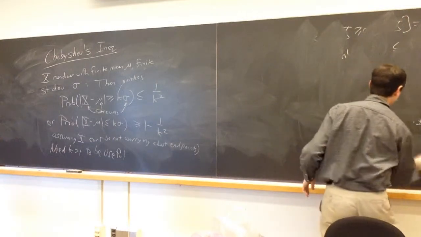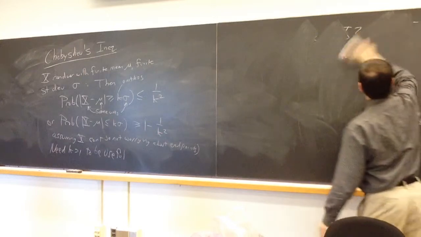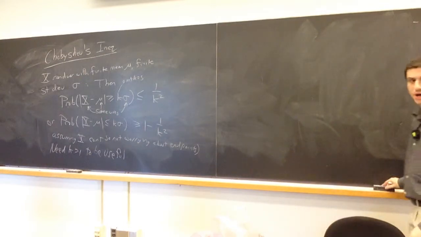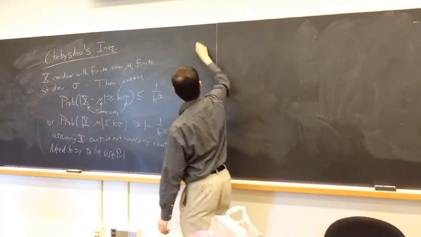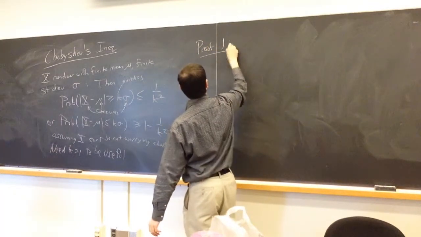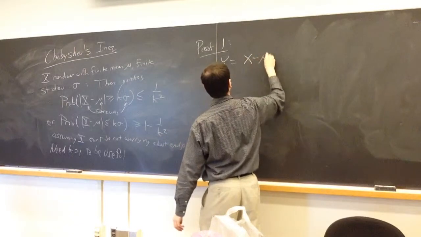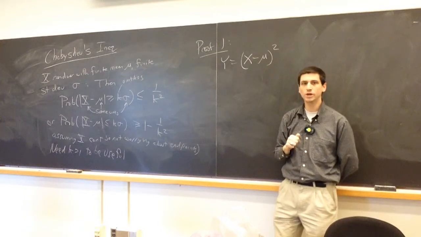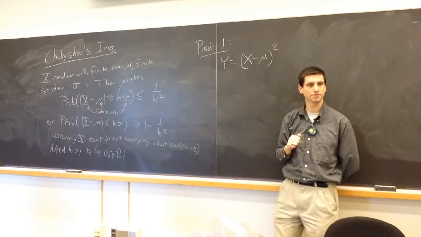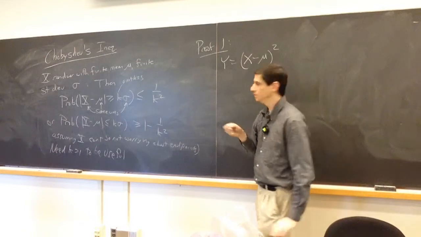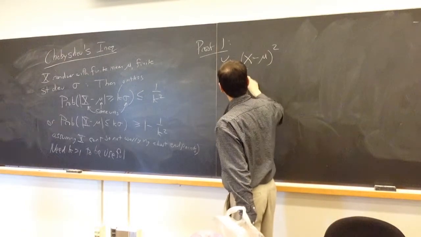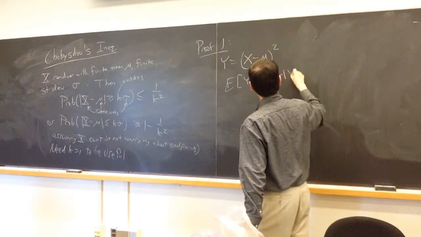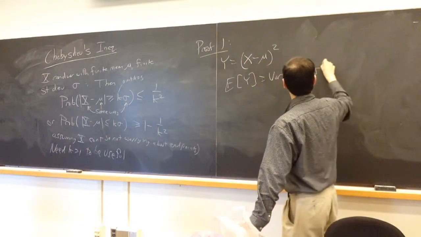All right, so we want to prove Chebyshev. One way to prove it is to use Markov's inequality. So proof one: let Y be (X minus mu) squared. What can you tell me about this random variable? Its expected value, the expected value of Y, is the variance of X, which is sigma squared.